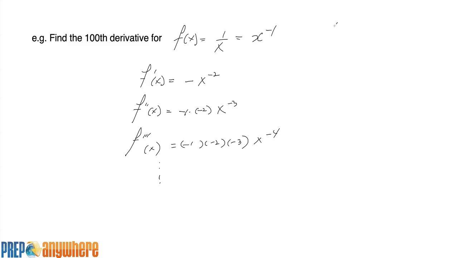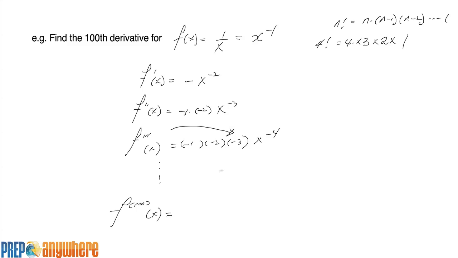It's factorials. N factorial means n times n minus 1, n minus 2, and so on all the way down to 1. In other words, if you have like 4 factorial, it means 4 times 3 times 2 times 1. So if you have third derivative, you have 3 times 2 times 1. So if you have 100, right, it will be 1 all the way to 100, so it'll be 100 factorial.